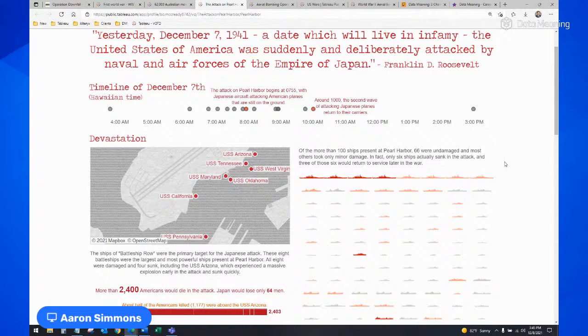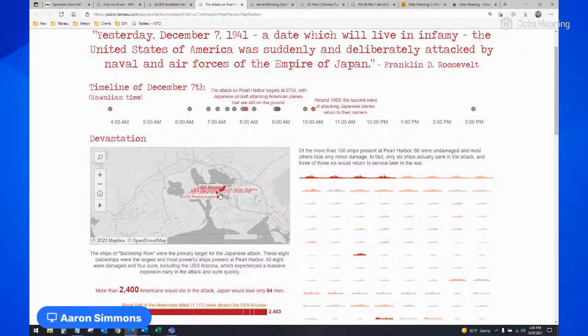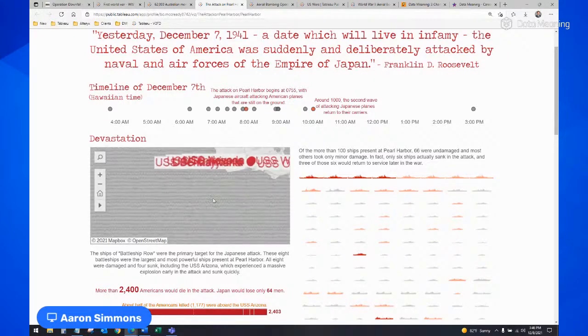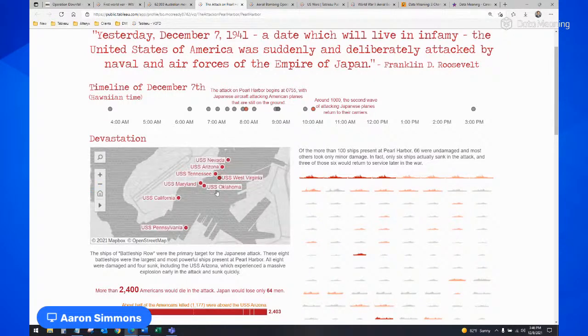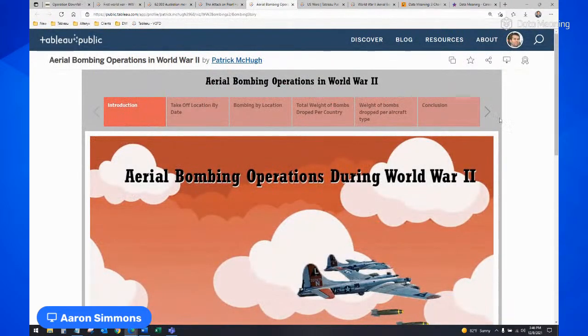I don't know, depending on where the Zeros were coming from, if they were coming from the south and launching their torpedoes that way, I guess that makes a difference. Which way they're coming from. Zooming out, they probably came from this direction, probably up the channel there. Then it would have been sheltered by the land. Yeah, it's kind of in the cove a little bit. Then here, it's using the Tableau story to talk about the aerial bombings.